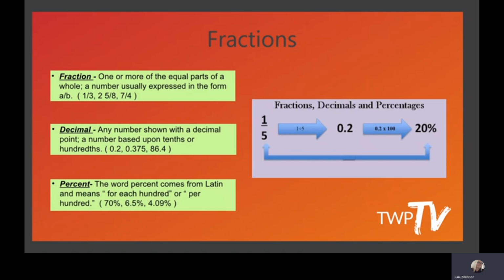You've then got percentages. The word percent comes from the Latin and means for each 100 or per 100. So that's where percentages come from. That could relate to 70%, 6.5%, 4.09%.